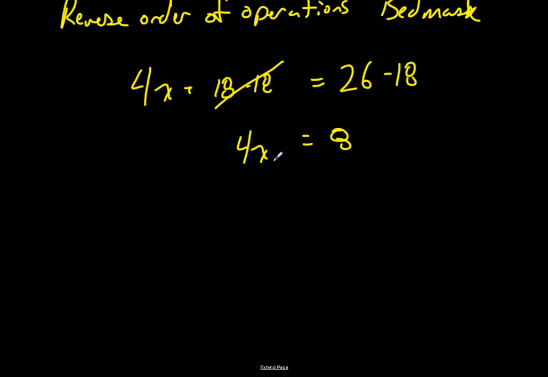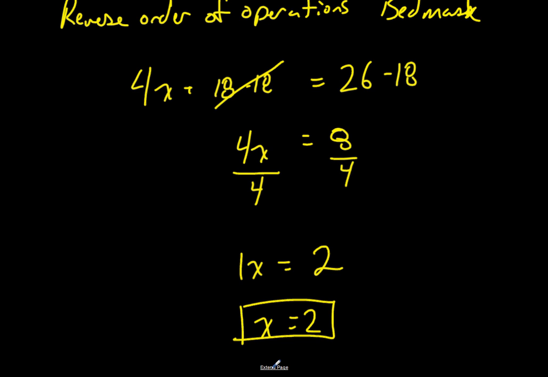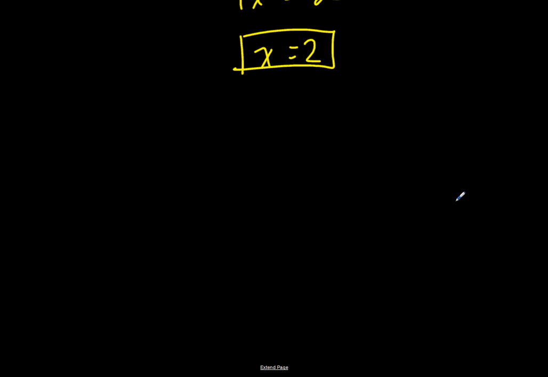Now we want to get x by itself. Well, what we're doing is multiplying x by 4. So we divide by 4 and do that to both sides because we've got to keep them balanced. 4 divided by 4 is 1x, which is essentially the same as saying x, and 8 divided by 4 is 2. So 1x is equal to 2, or x equals 2. Okay? Simple. Reverse order of operations is your friend.